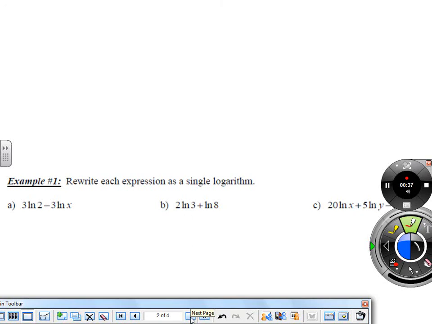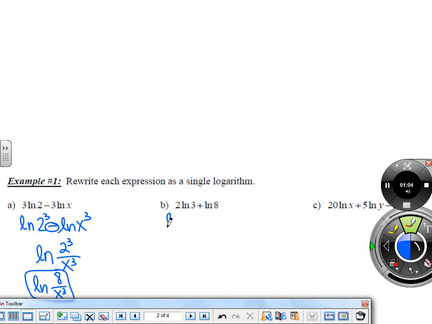So here, to rewrite each expression as a single logarithm, this reviews some of our properties. Each of these multipliers out in front of the logs becomes an exponent. Now these two logs have the same base because they're both natural logs, so I can combine them into one, in which the 2 to the third would be divided by the x to the third. So my final answer would be the natural log of 8 over x to the third.